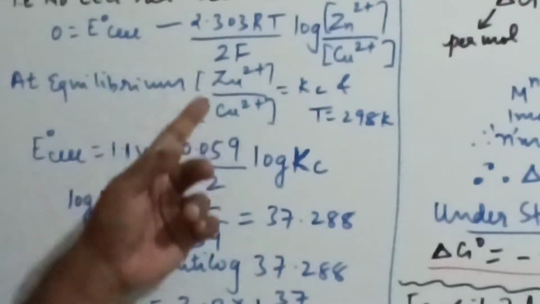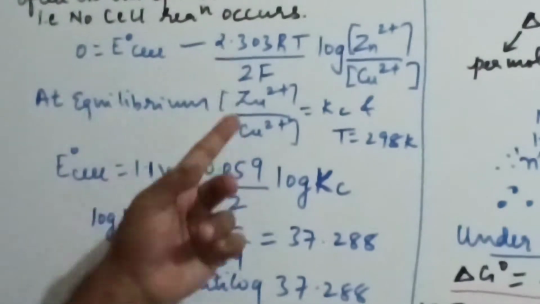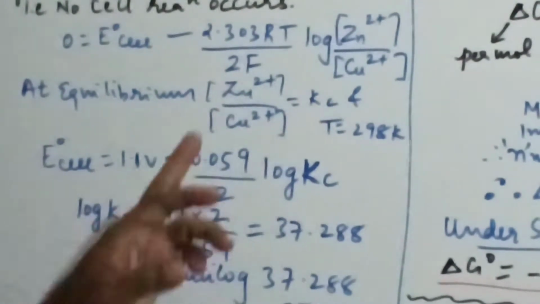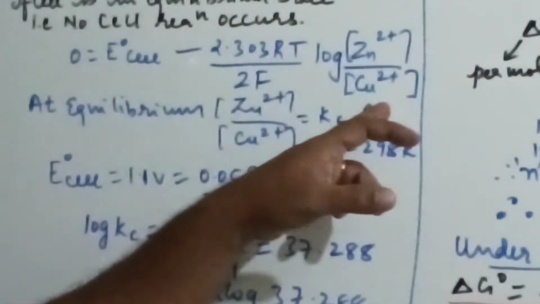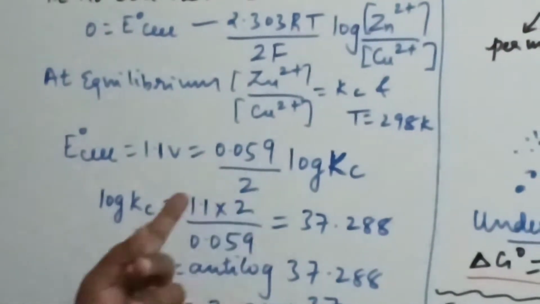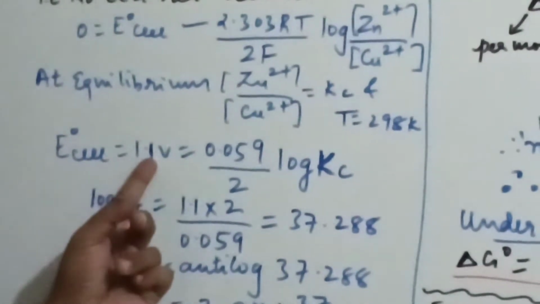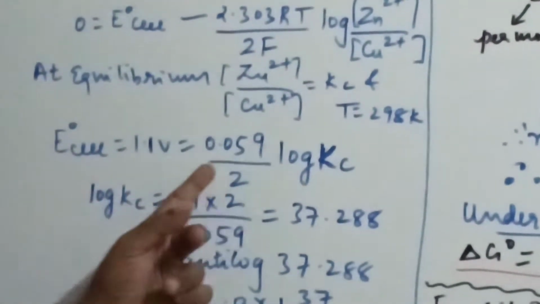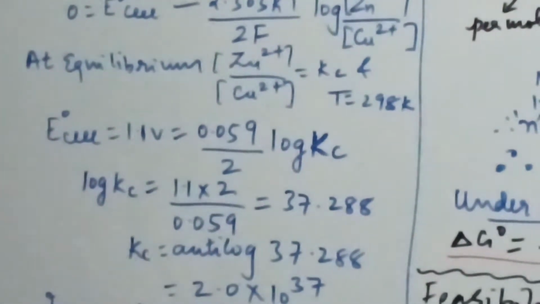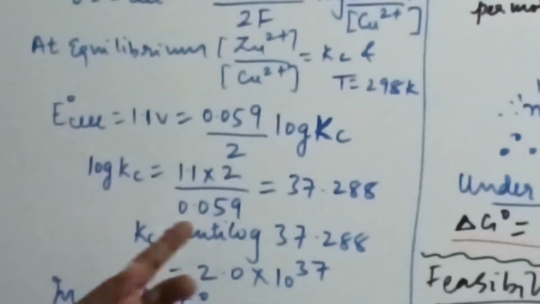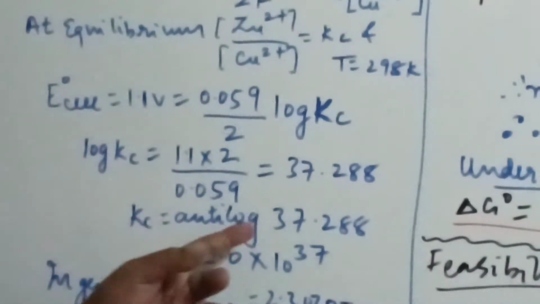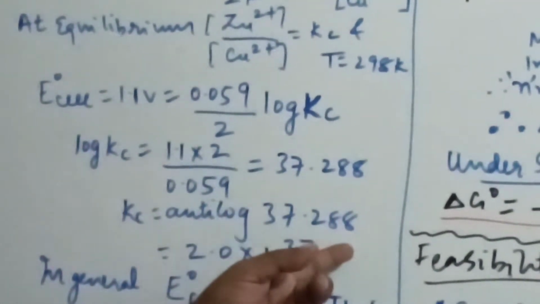So that is equal to, if you substitute the value and do the calculation, 0.059 divided by 2 log of Kc. This thing we are substituting over here, that is the ratio of Zn2+ and Cu2+ ions, which are the active ions in the cell reaction. Now log of Kc will be equal to 1.1 multiplied by 2 divided by 0.059. Now if you calculate, that comes to 37.288. If you take the antilog of this, because now Kc will be antilog of 37.288.